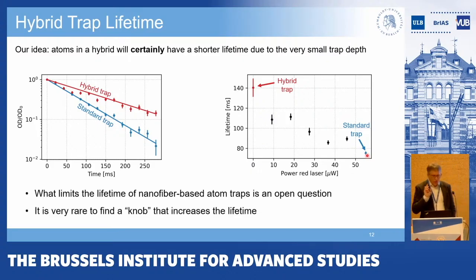Because it turns out that what really limits the lifetime in such nanophotonic traps or nanofiber-based traps is an open research question. Nobody really knows, okay? And it also turns out that it's very rare to find some knob that increases the lifetime. It's very easy to spoil it, but to keep atoms for longer is very hard. And still here, in this hybrid trap, we do see an increase of lifetime in spite of the shallow trap here. And then we ask ourselves, okay, if it's better for the lifetime, what about coherence time?